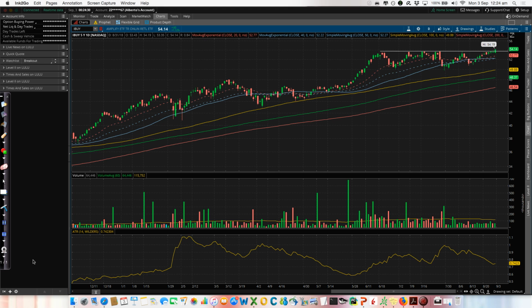Today I want to show you two very interesting ETFs that are in a breakout pattern. The first one is IBUY. Well, already the name is very interesting, but let's look at the chart.